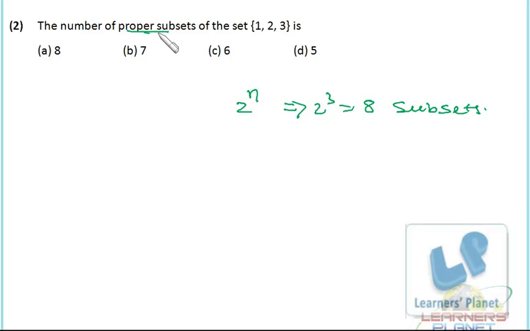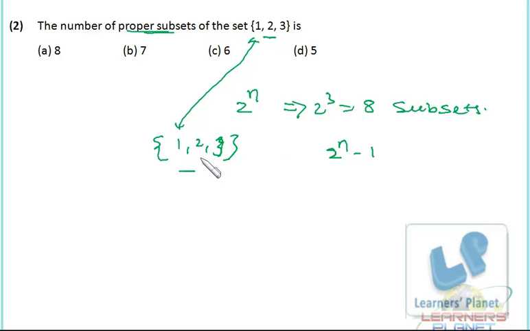Okay, but we are asked about proper subsets. So proper subsets will be 2 raised to n minus 1, because there is one set, that is 1, 2, 3 itself, right? This is also a subset, but this subset and this set are the same, right? So 1, 2, 3 is not a proper subset of this. In case of a proper subset, at least one element should be extra. But 1, 2, 3 has 3 elements, and this set also has 3 elements. So these two are subsets of each other, but none of them is a proper subset of the other, right? So there is one subset out of the 8 subsets, that is this.